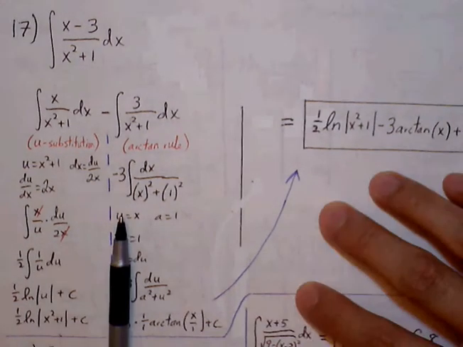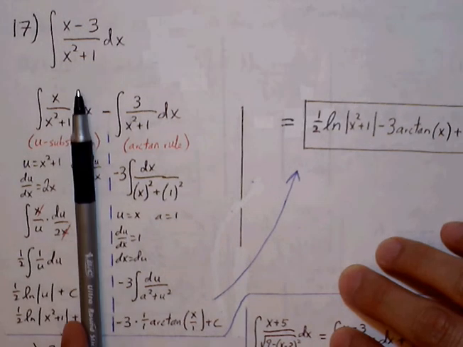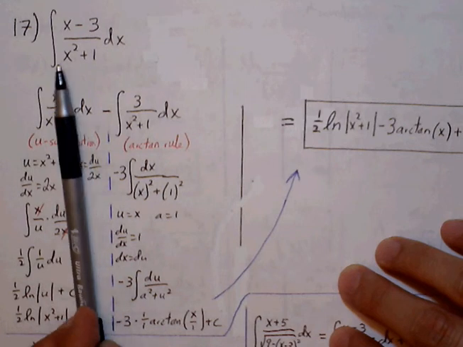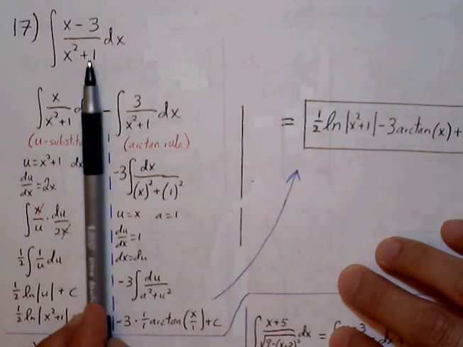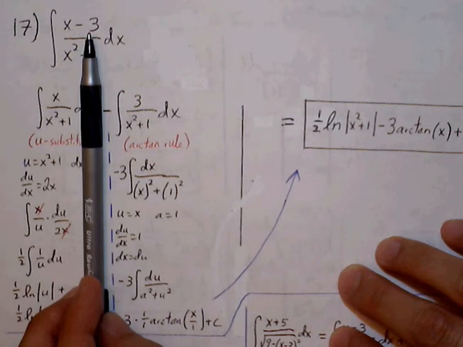Okay, let's continue with some more homework problems from 5.7. This is the integral of x minus 3 over x squared plus 1. U substitution is not going to work. Our u value initially will be 2x, and that's not going to cancel out with the numerator.